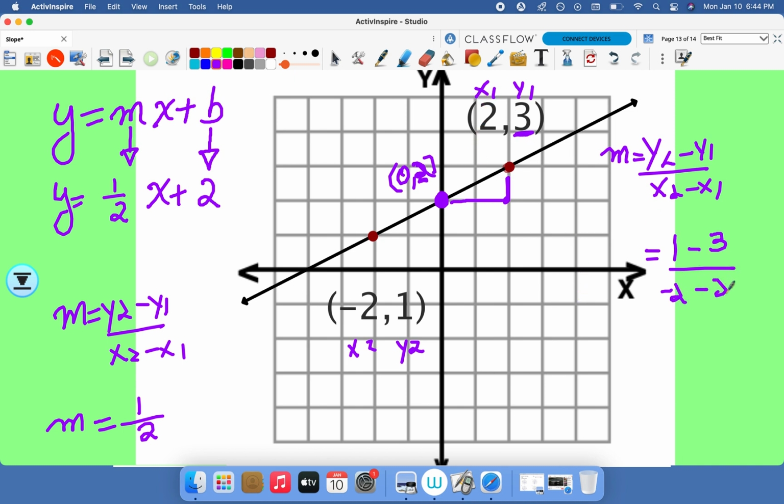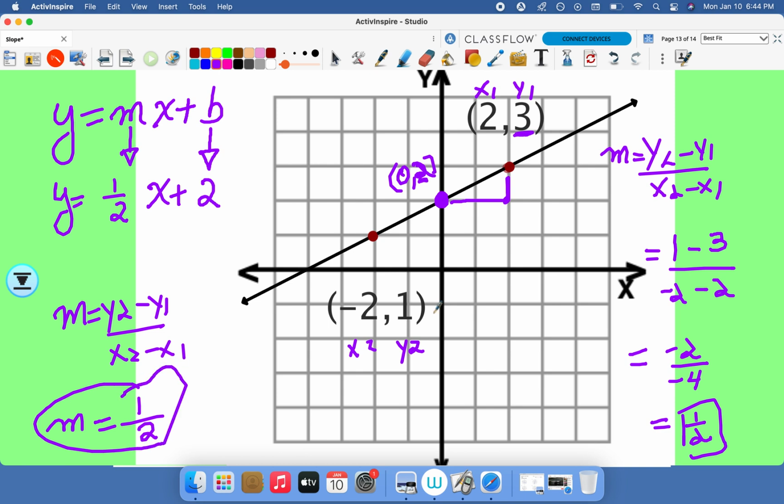Let's see what we get. 1 minus 3 on top is negative 2. At the bottom, negative 2 minus 2 is negative 4. Isn't that the same thing as a half? Which we already knew from here. So the slope of this line is a half. Now I have enough information to write the equation of the line: y equals half of x plus 2.